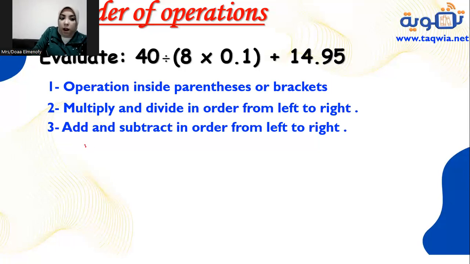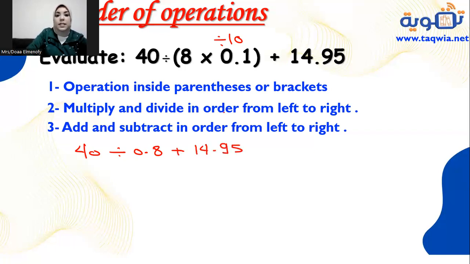So we write 40 divided, and then you have to get the answer of this operation: 8 multiply 0.1. When we multiply by 0.1, it's the same as dividing by 10. So 8 divided by 10 equals 0.8. And then we have to add 14.95. So this is the first step. Okay, what about the next one?